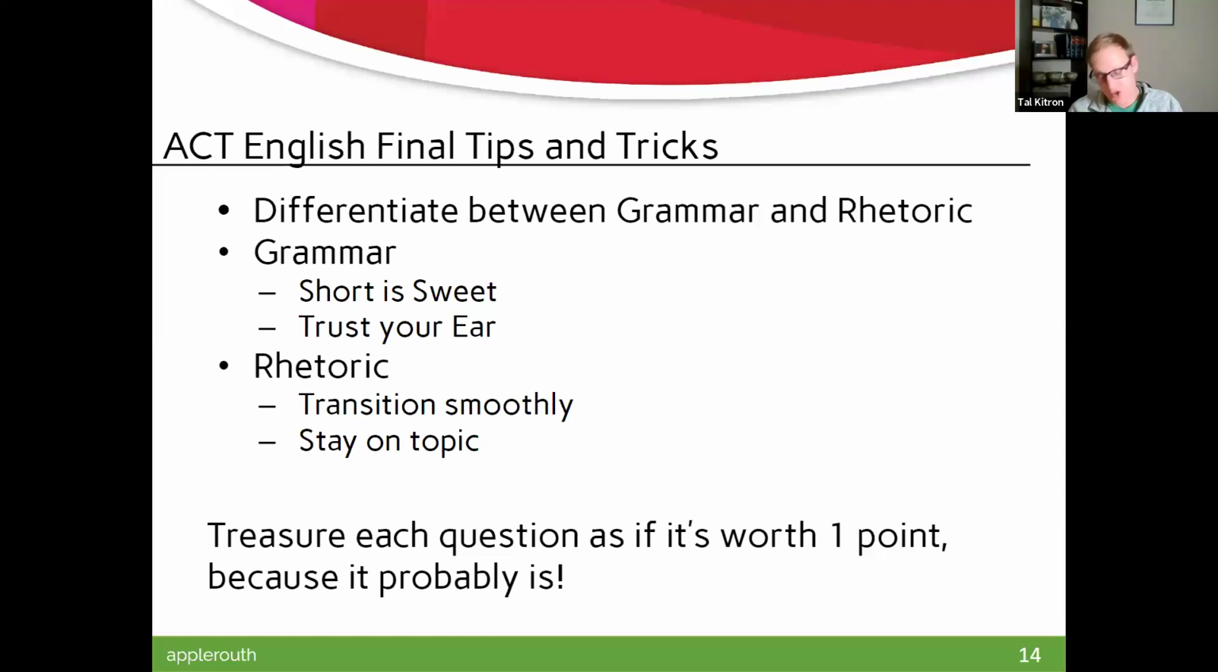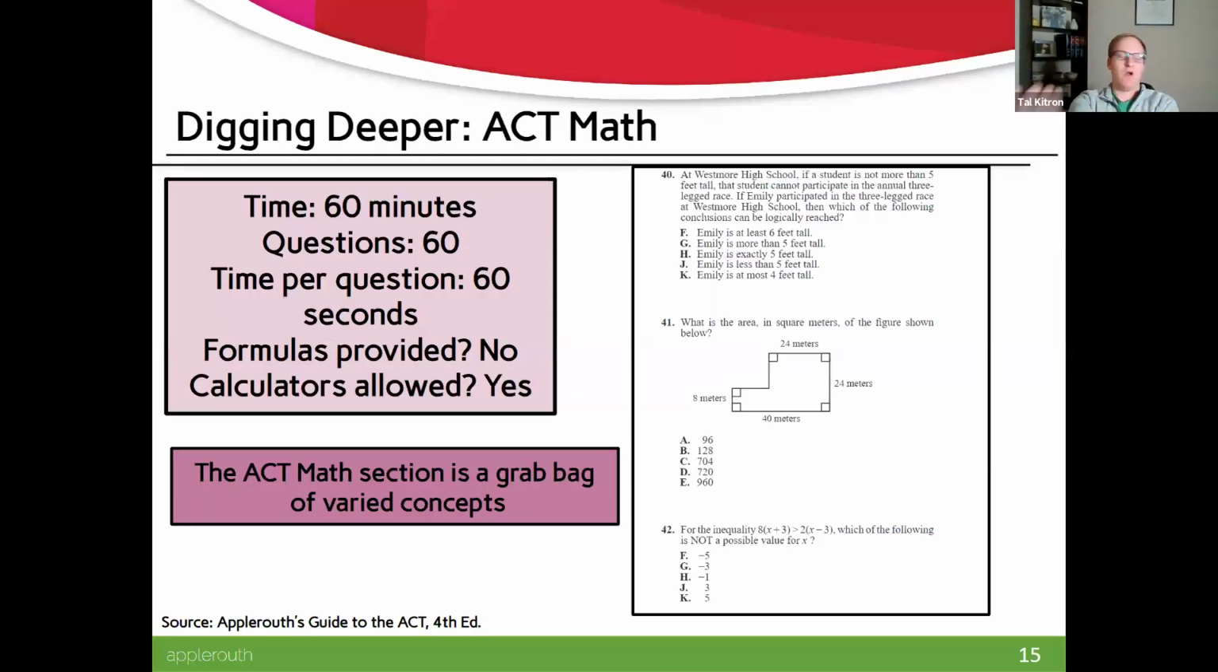On English, you want to treasure every question as if it's worth a point, because it likely is. So you can miss like 4 out of 75 questions and get a 33 or 32 out of 36, just because the curve is so rough at the top. And if you find one topic that's tough, skip past it and do the other easy questions, coming back to that hard one or guessing on it. All right, let's talk math.